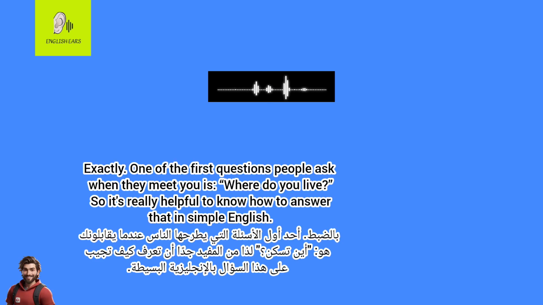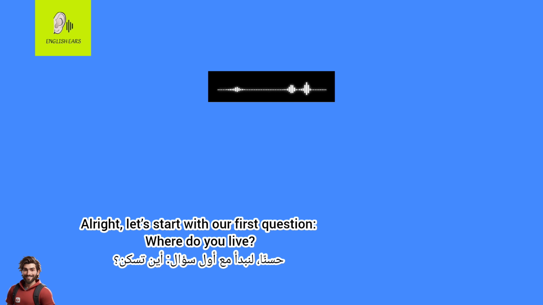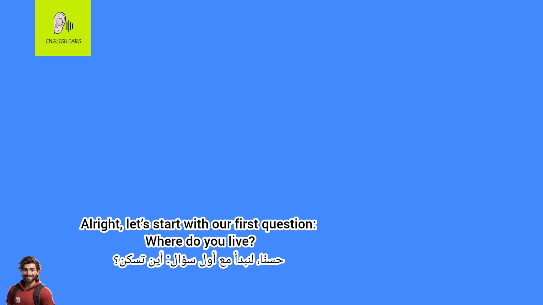Exactly. One of the first questions people ask when they meet you is, "Where do you live?" So it's really helpful to know how to answer that in simple English. We'll also learn useful vocabulary to describe your house, your room, and even colors and sizes. Whether you move to a new place or live with international friends, you'll definitely use this. All right, let's start with our first question. Where do you live?